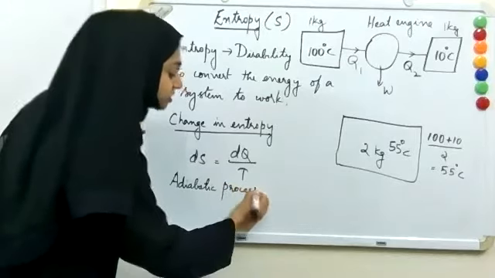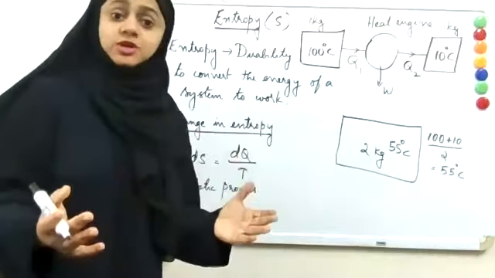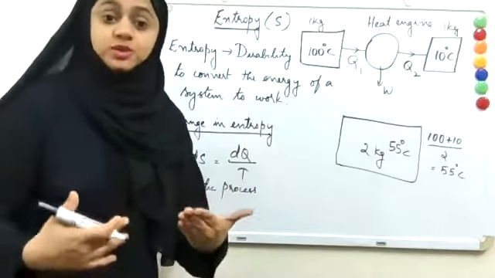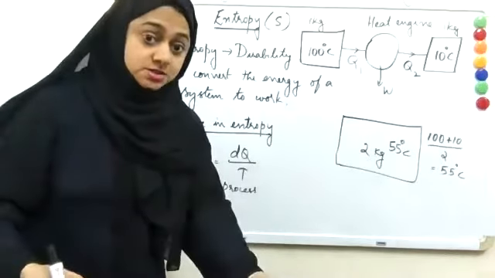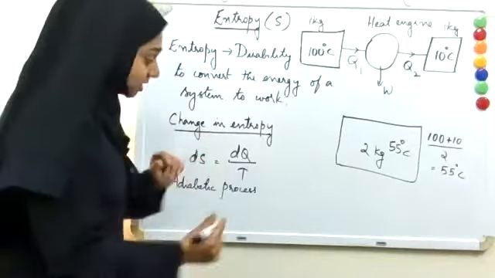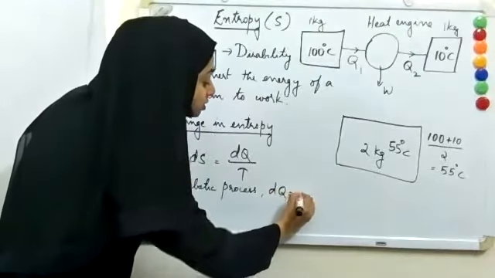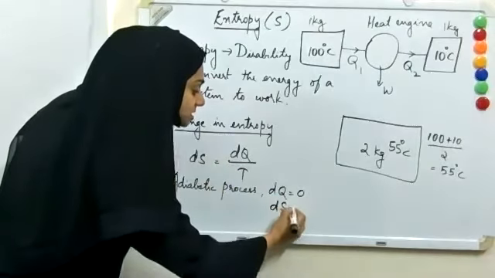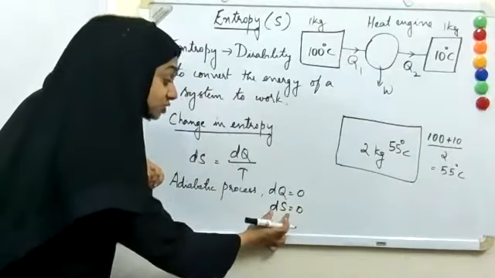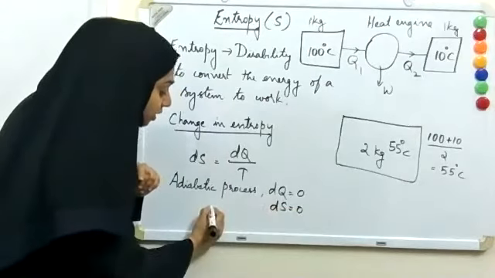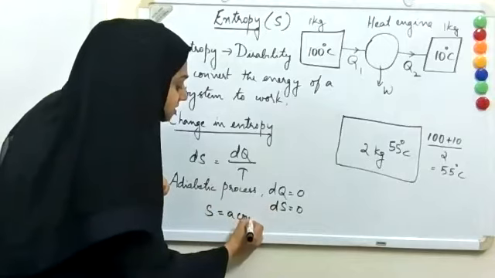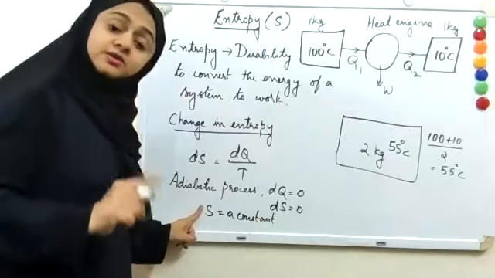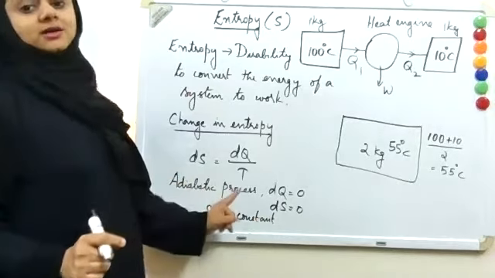In an adiabatic process, we didn't learn that some thermodynamic quantity remains constant. Instead, we learned that it's a process in which no heat energy enters or leaves the system, which means dQ is equal to 0. If dQ is equal to 0, dS is equal to 0, which means the change in entropy is 0. So entropy is a constant.